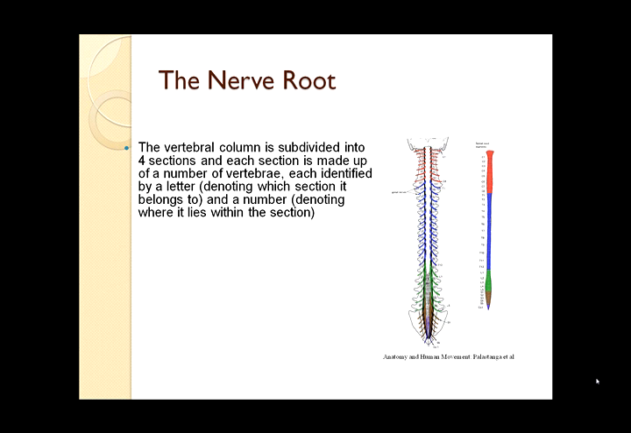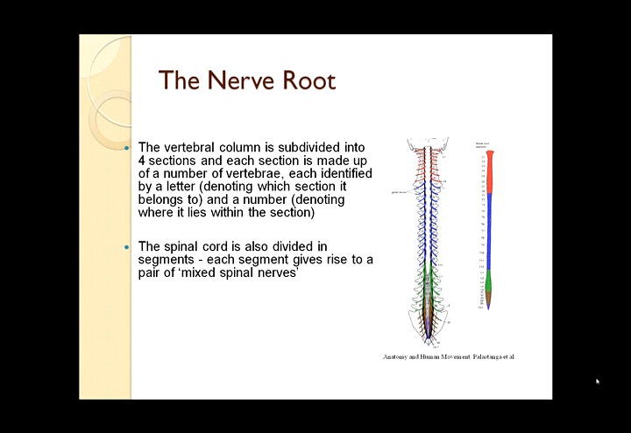When we look at the vertebral column, we divide it up into four primary sections: the cervical, thoracic, lumbar, and sacral. There is also the coccygeal section, which is the redundant tailbone. And in the vertebral column itself, we identify each vertebra by a letter and by a number. The letter denotes the section it belongs to, so cervical would be C, thoracic is T, lumbar is L, and sacral is S, and the number denotes whereabouts it lies within that section.